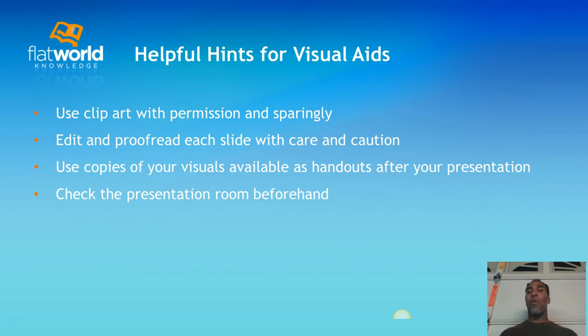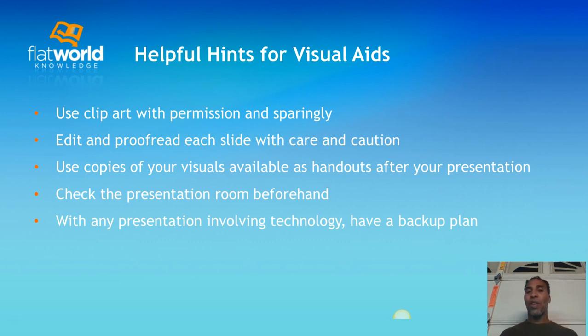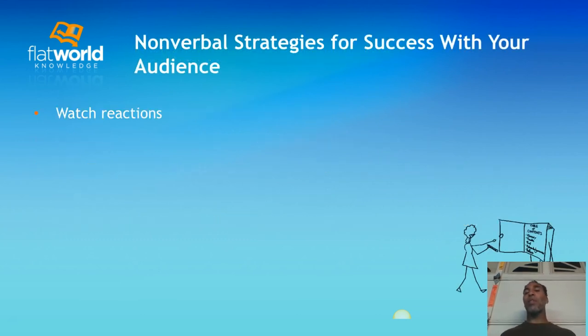Check the presentation room beforehand, and that's seeing if the computer works along with the projector and things like that. So you have to check to make sure those things are in place before you go in there and think that you're going to do a presentation. With any presentation involving technology, always have a backup plan. For instance, you could have one of those things that attach to your iPhone, and it puts up a big screen on any wall. That could be a backup to having your projector. If the projector breaks, then you can always use the technology on your iPhone to put that all the way up on the wall.